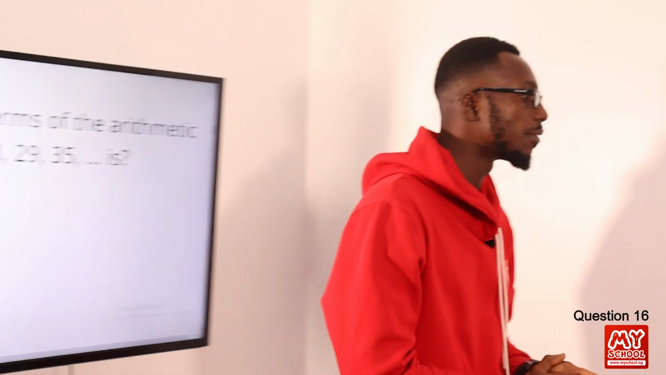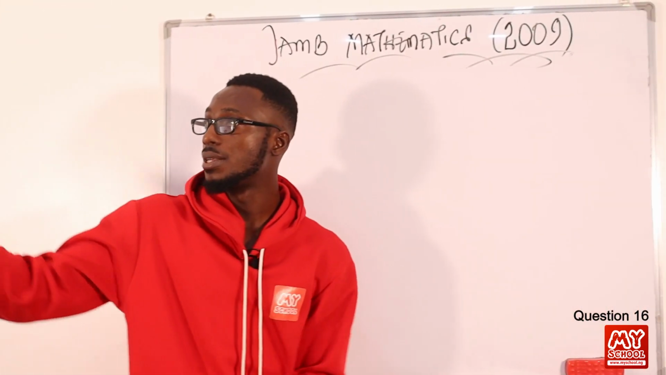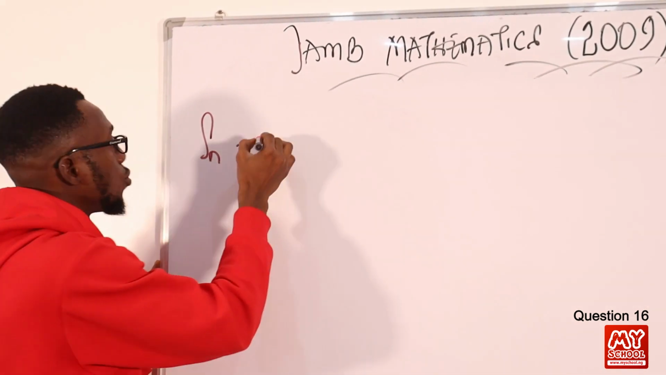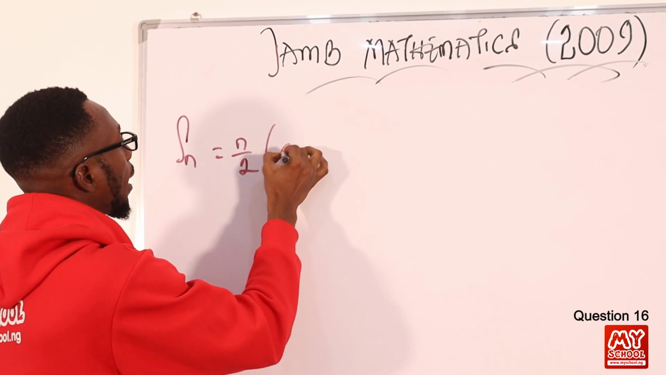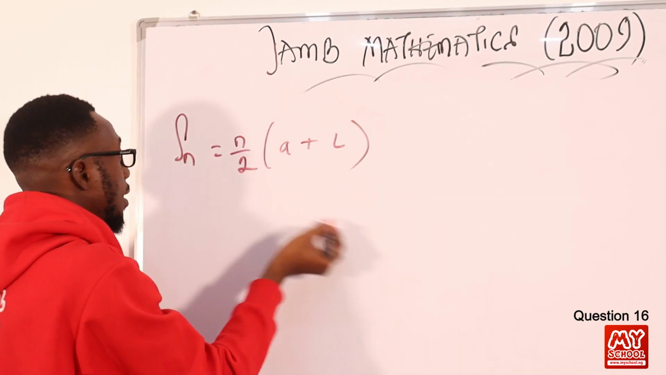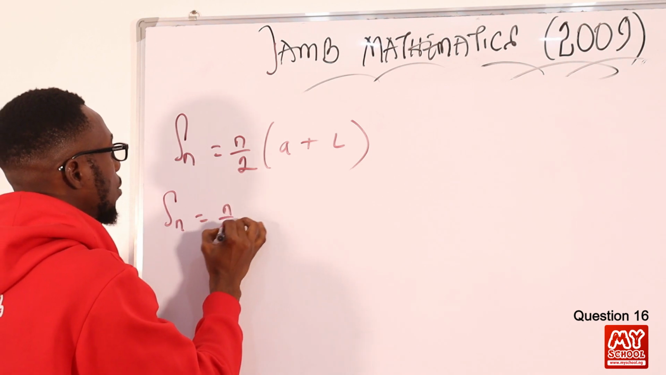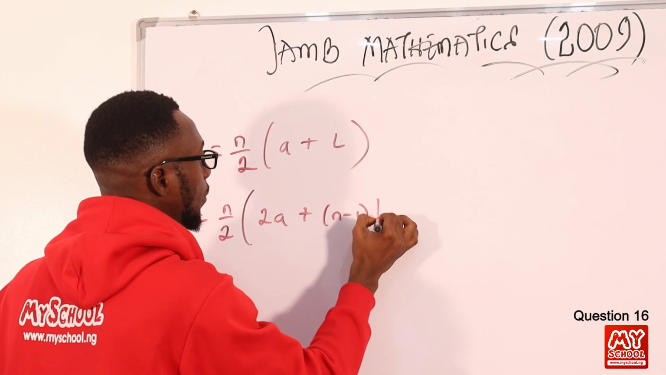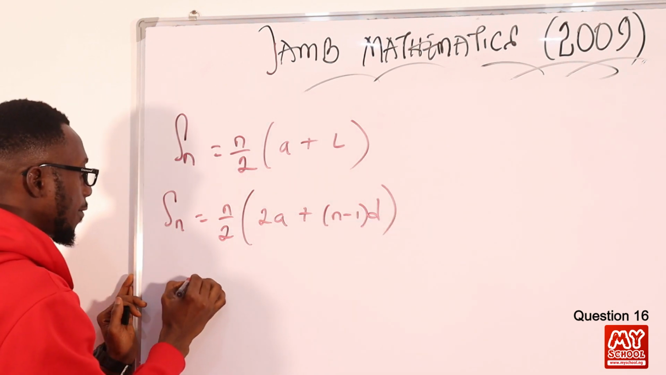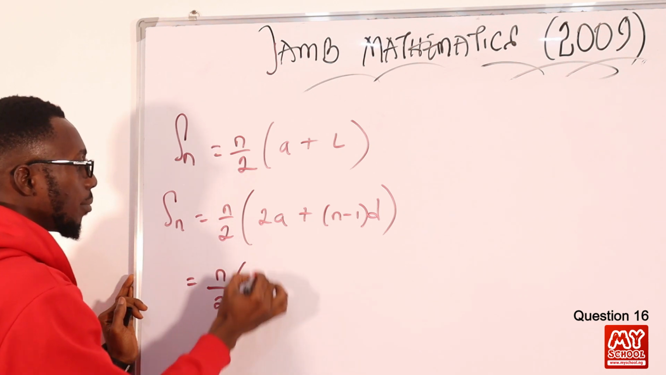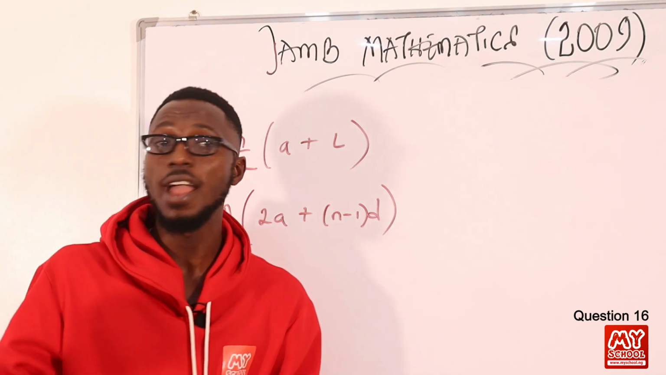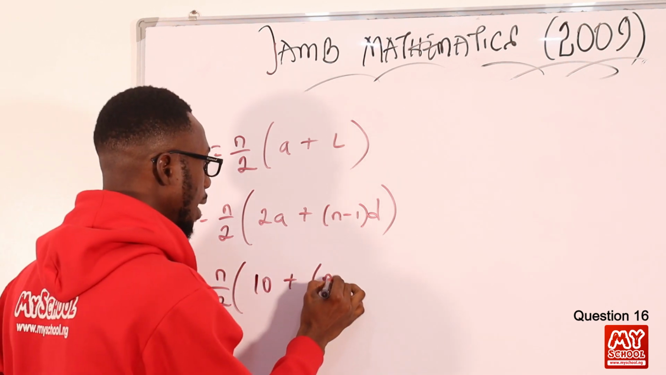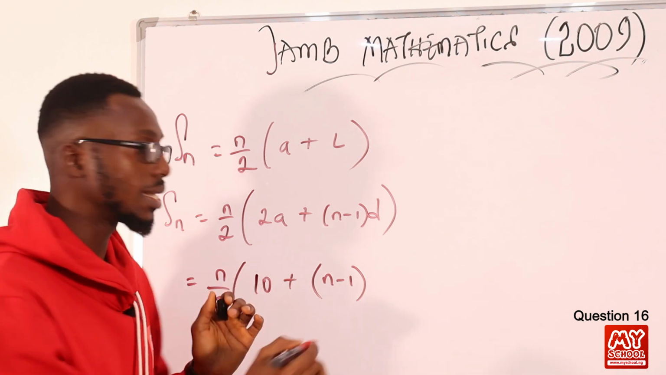So let's pull out the formula for the sum of an arithmetic progression to n terms. You should have n over 2 into bracket a plus l, or you can have an expression like this: n over 2 into bracket 2a plus n minus 1 into bracket d. So I have n over 2. Our first term is 5, so 2 times 5, I have 10, plus our n term we don't know, n minus 1 into brackets. Our common difference is 6.